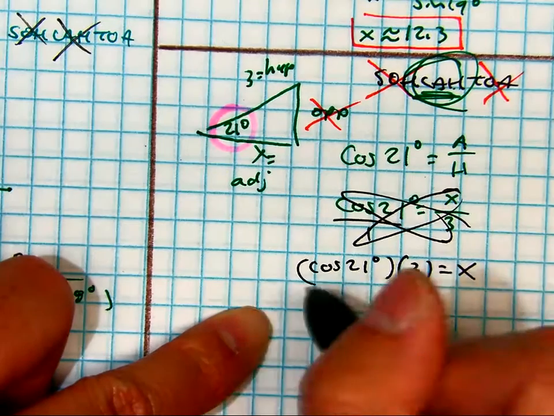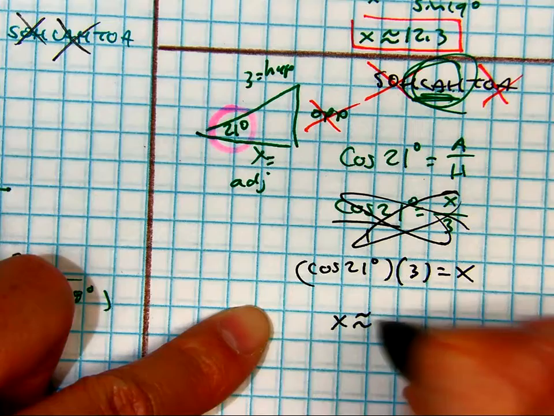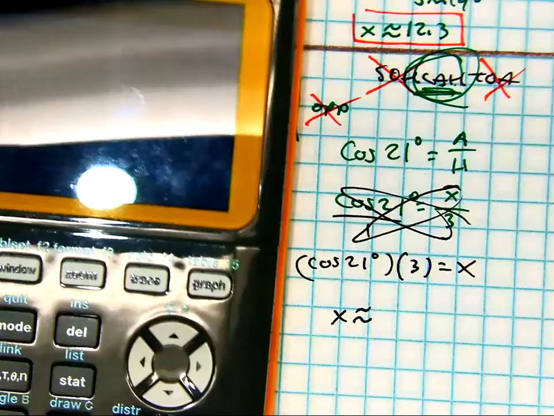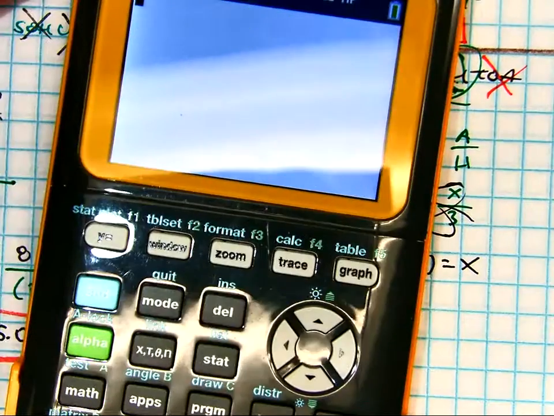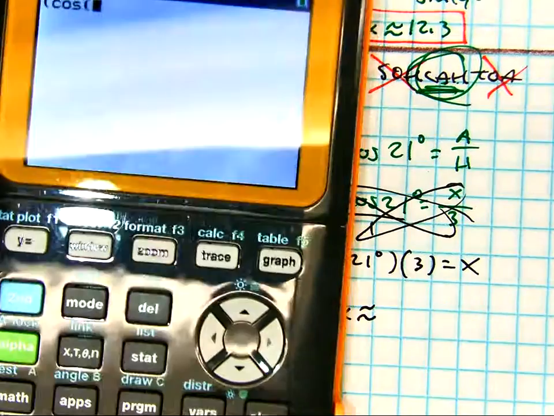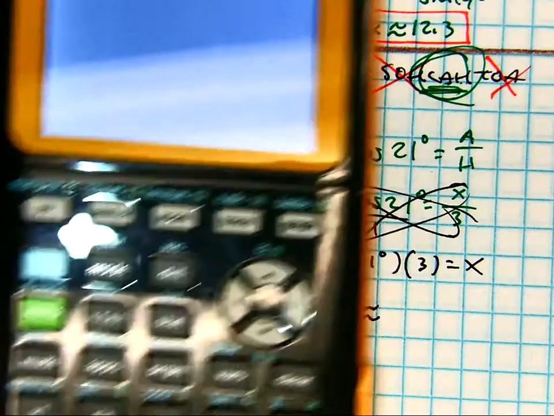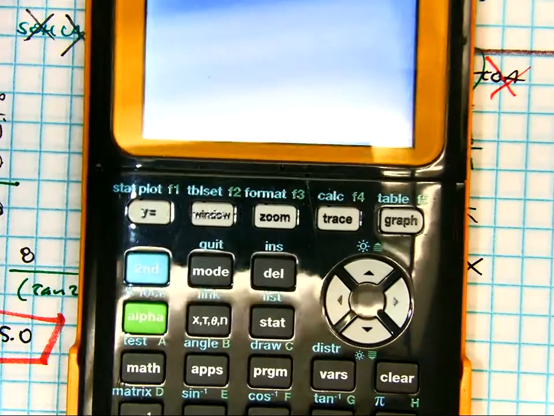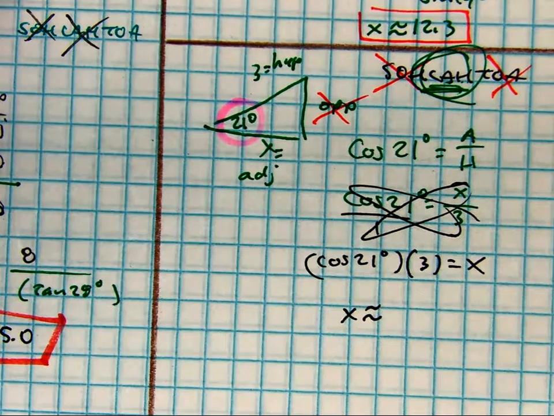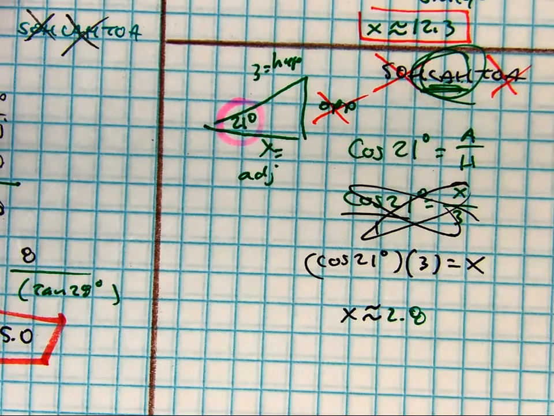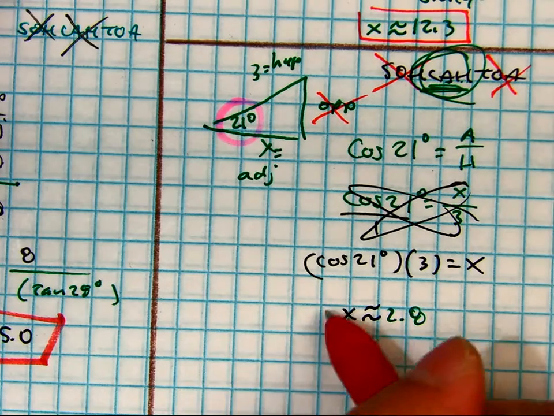I have my calculator ready equation here. You should always have that on your paper. And then now I type in cosine of 21 degrees times 3, which gives you approximately 2.8. Raise your hand if you got that.